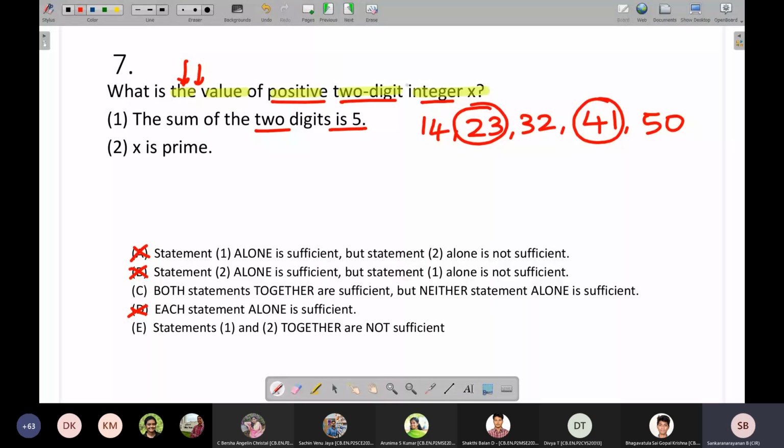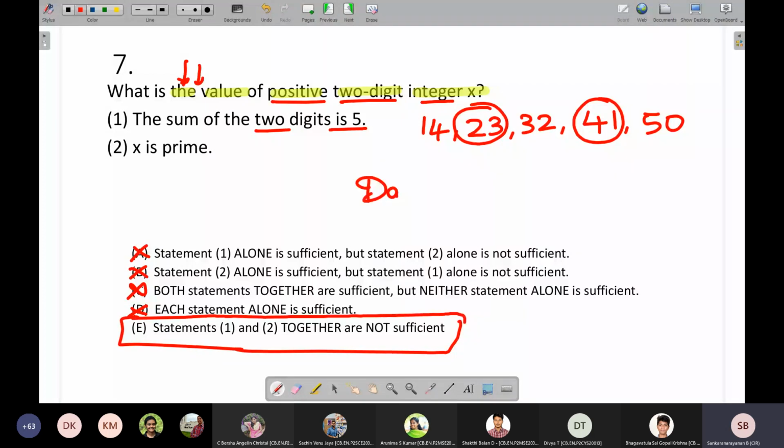Can you answer the question even after combining statement 1 and 2 together? Please tell me, is it possible? No, sir. Which means even after combining, nothing is going to happen. You can see that option E, statement 1 and 2 together, is not sufficient to answer the question. Which means for this question, I will say that the data is insufficient. This is the logic. Okay. Now let us go to the next question.